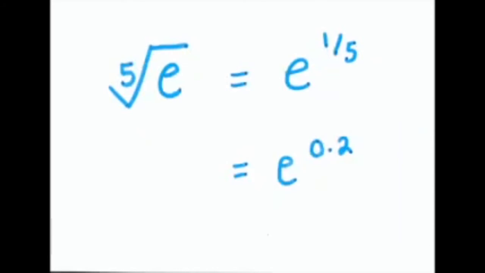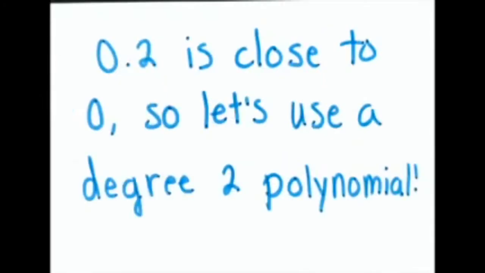For the second example, as I mentioned earlier, we're going to use the MacLaurin series for e again, but this time to estimate the value of the fifth root of e. So the fifth root of e is the same as e to the 1/5 power, which is e to the 0.2, which in this case means that x is 0.2. And 0.2 is much closer to 0 than 1 is. And if you recall, the closer we are to 0, the faster the MacLaurin series is going to converge to the function value in general.